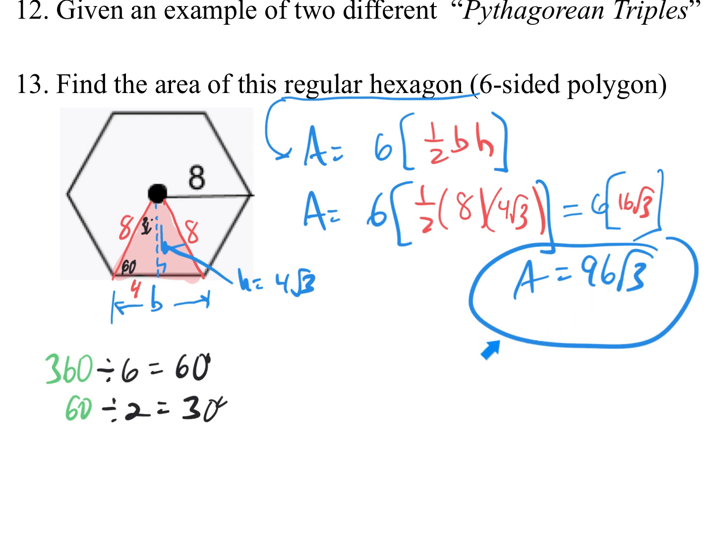All right, if you like the formula for regular hexagon areas, that would be 1/2 AP. So the apothem is the distance from the center to the midpoint of a side, which is 4 root 3. And the perimeter, P, is the perimeter of the base, which is 4 and 4 is 8, and 8 and 8 and 8 and 8 and 8. 8 times 6 is 48. And when we simplify all that, we get the same thing.